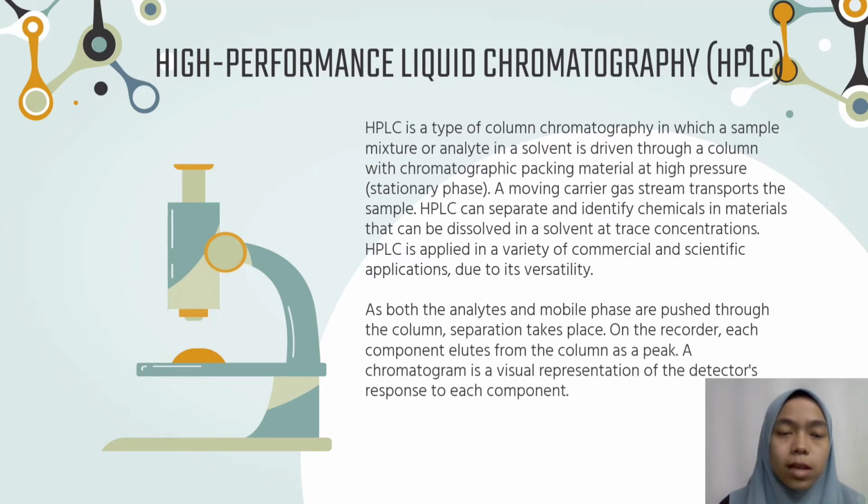As both the analytes and mobile phase are pushed through the column, separation takes place. On the recorder, each component elutes from the column as a peak. A chromatogram is a visual representation of the detector's response to each component.